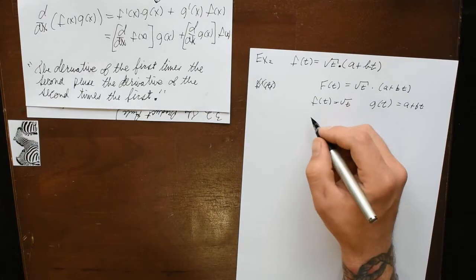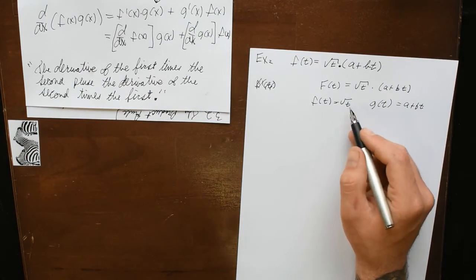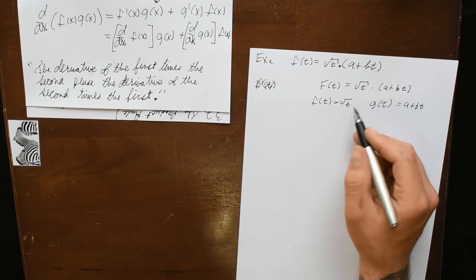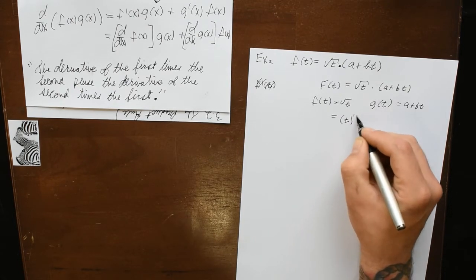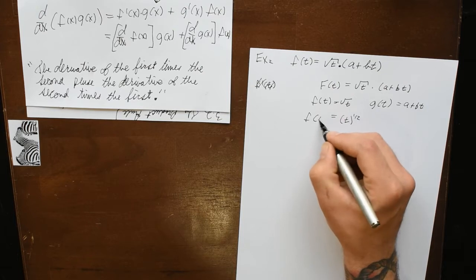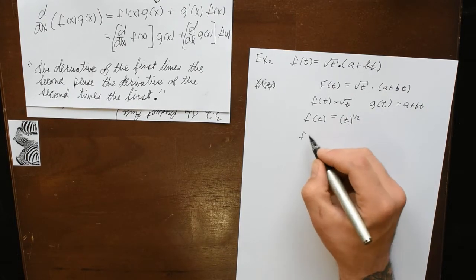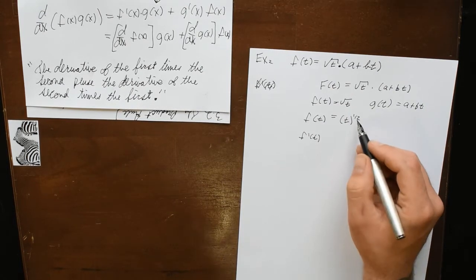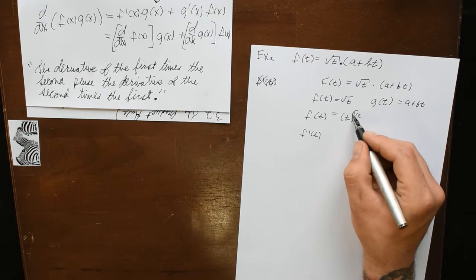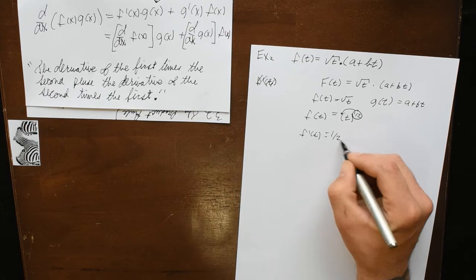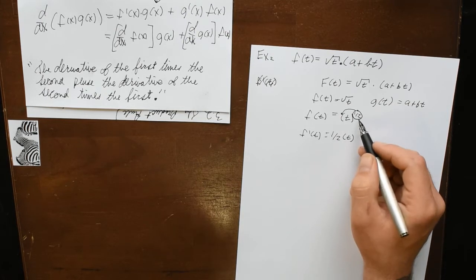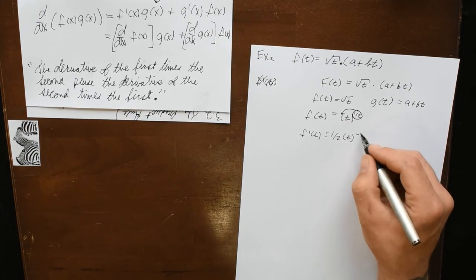Well, we need f prime of t. Derivatives are much easier when we convert all square roots or all roots to exponents. And that's still f of t. And f prime of t, by our power rule, this power comes down. We get 1/2 of t, and then we subtract 1 from the exponent to the negative 1/2.